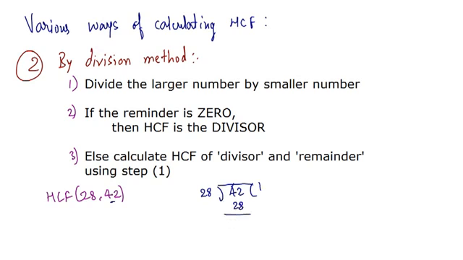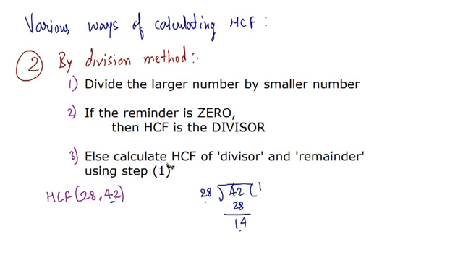The remainder is 14. The second step says that if the remainder is 0, then HCF is the divisor. But in this case, the remainder is not 0. So we have to move on to the third step. Else, we have to calculate the HCF of divisor and remainder. So the divisor is 28 and the remainder is 14. So we have to calculate the HCF of 28 and 14.